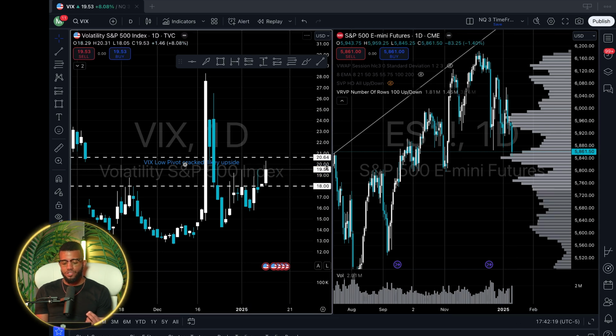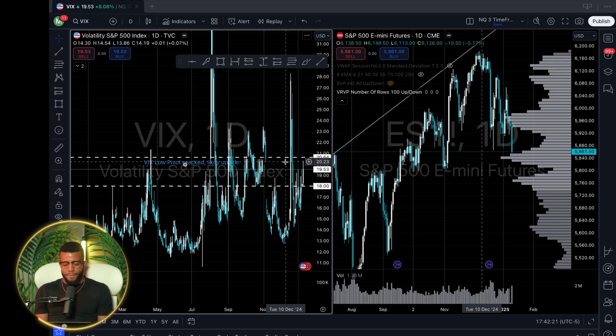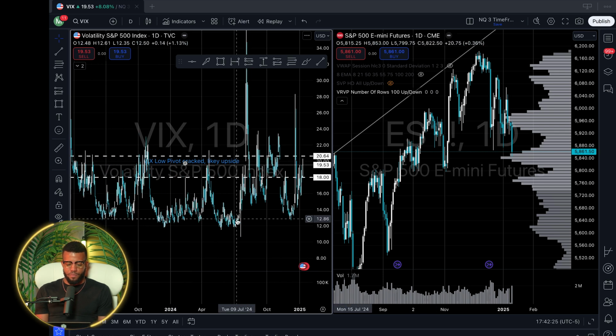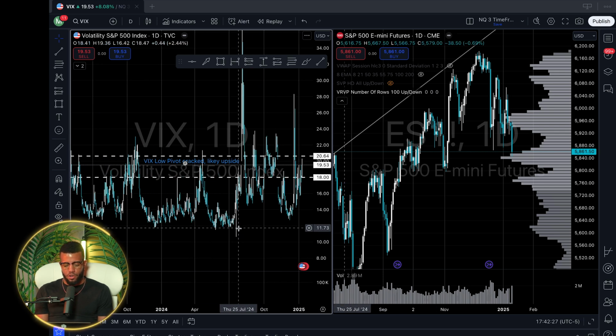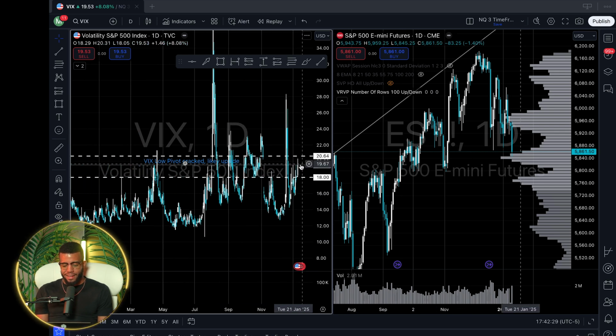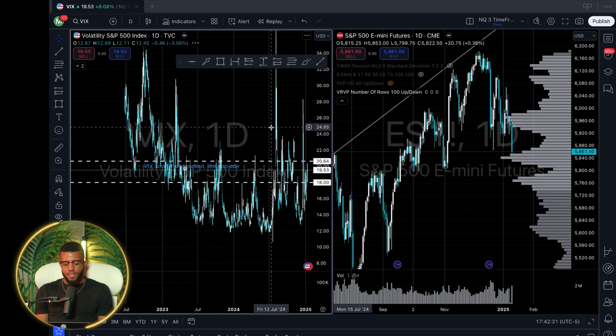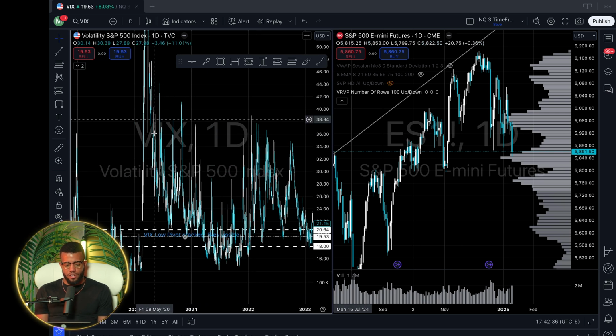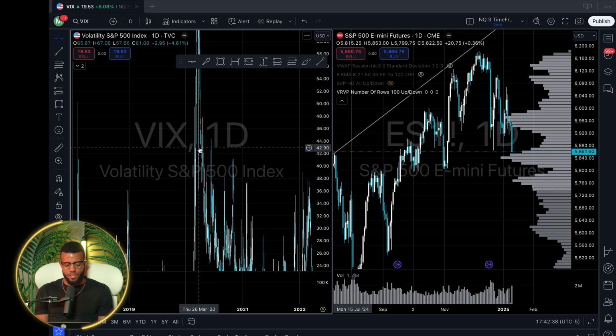Overall though, if we just look at the actual number of the VIX, what are some other VIX numbers that have appeared? We know that the market has been as low as 11, and we're currently up at 19.53. So the VIX is pretty volatile compared to the absolute low. We can see here that the VIX has had some pretty crazy high highs.